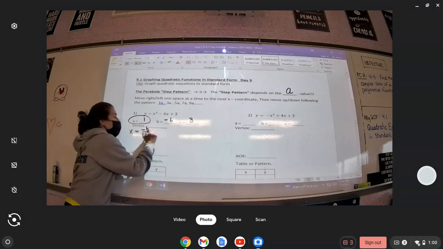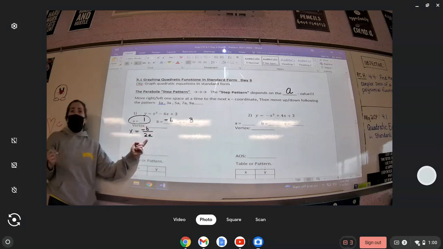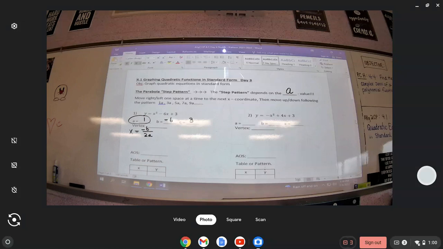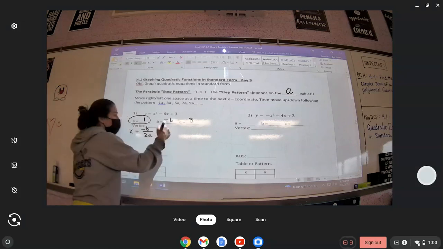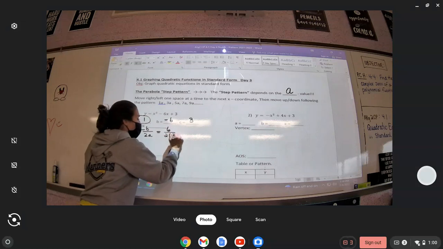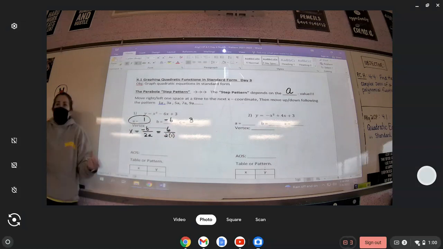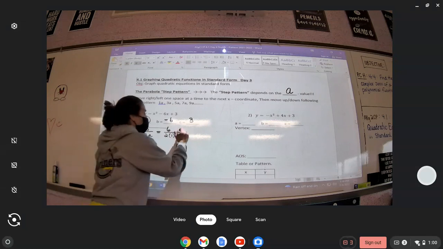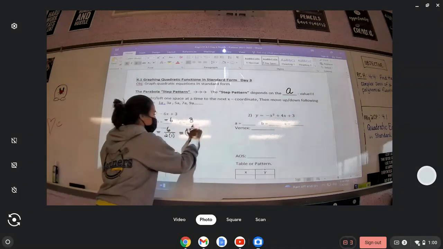-b over 2a. Beautiful. Guys, I always write it down because I think that the more you write it down, the more you're going to memorize it, and you have to memorize it. I'm not giving it to you on a quiz or a test. All right, so the opposite of B will be 6 over 2 times A, which is 1. So guys, at the end of the day, what's 6 divided by 2? 3. So the x-coordinate of your vertex is definitely 3.